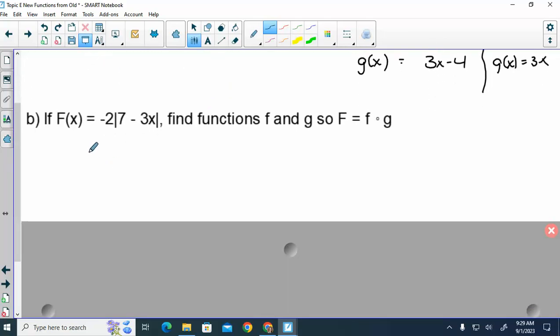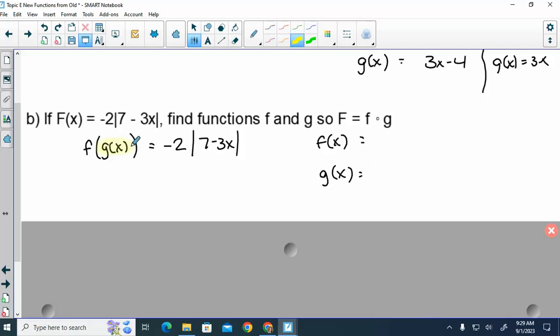B. So I want f composed with g to equal a negative 2 times the absolute value of 7 minus 3x. Okay. So we have to figure out a possibility for f and g. We know there might be more than one.